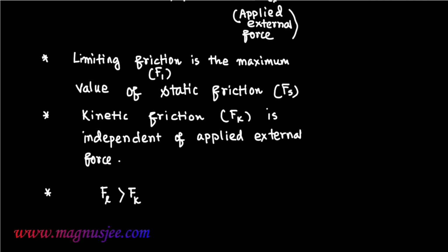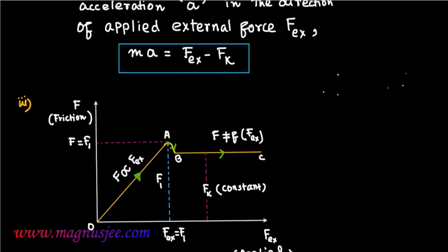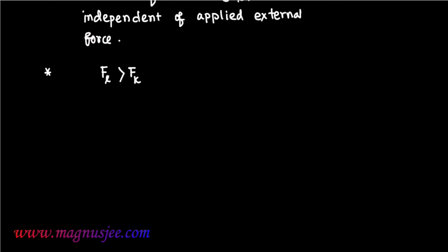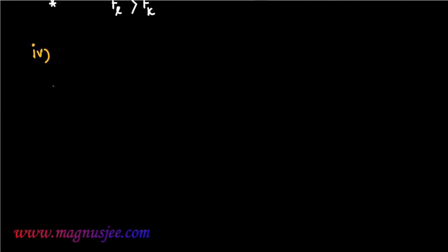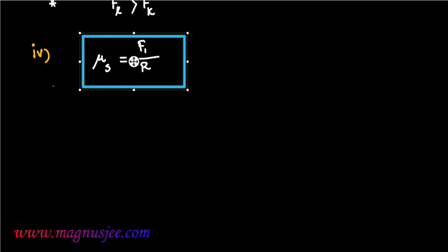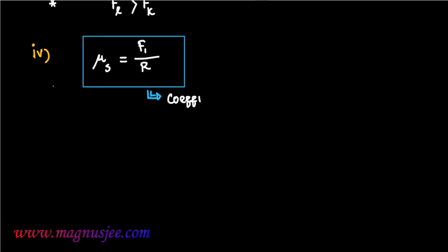Limiting friction FL is greater than kinetic friction Fk. In the graph, FL is greater than Fk. Number 4: μs equals FL by R, which is the coefficient of static friction or coefficient of limiting friction.